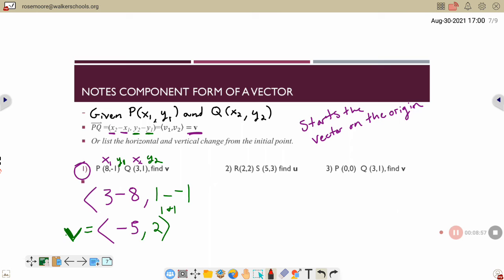Now, did anyone notice my brackets? They are not parentheses, they are little pointy arrows. They're not quite a full arrow, but they're not a parentheses either. That's how I know that they're in component form. Points will have nice smooth parentheses, and vectors will have sharp brackets.